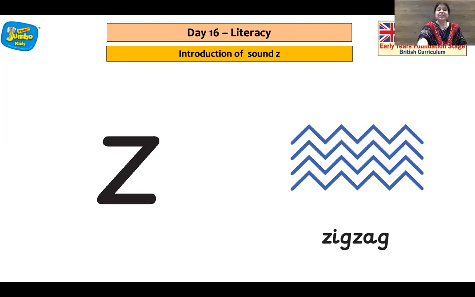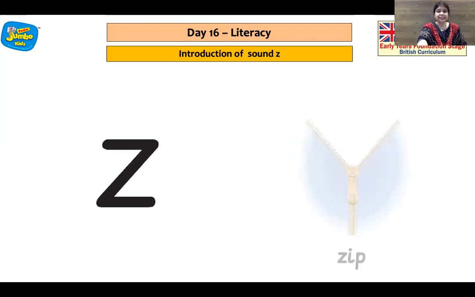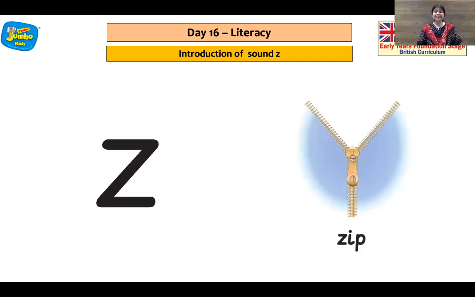And children, here we have one more picture for letter Z. Zip. Yes, that's right. So children, the sound for letter Z is zzz. Yes, and the action is zigzag. Wow. And now it's time to listen to the rhyme of letter Z. And here we go.